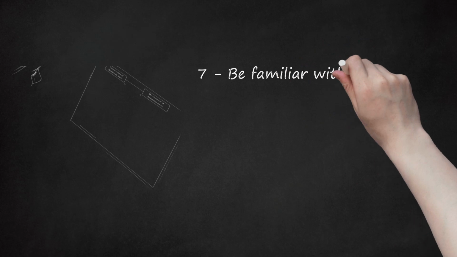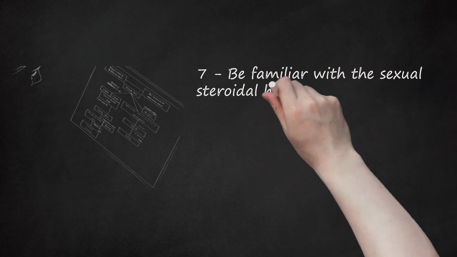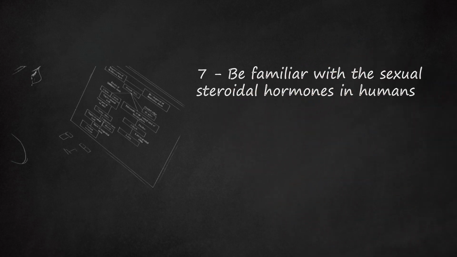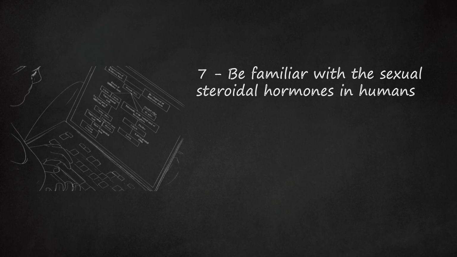7. Be familiar with the sexual steroidal hormones in humans. Estrogens and testosterone are the other types of steroidal hormones in the plasma of the human blood. These hormones travel also in the blood with the assistance of carrier molecules that make them water-soluble. Usually these compounds are water-soluble large proteins.